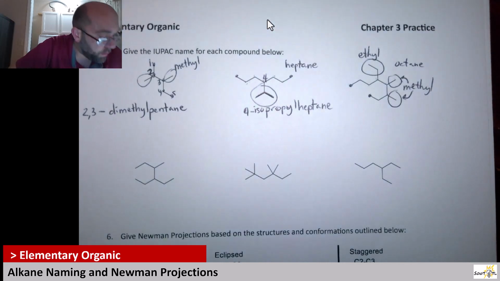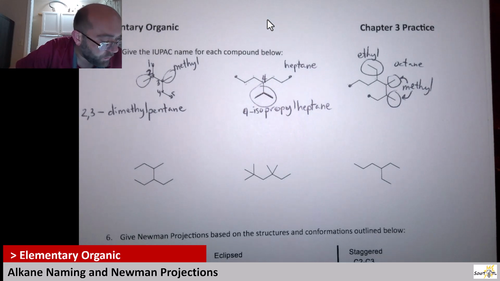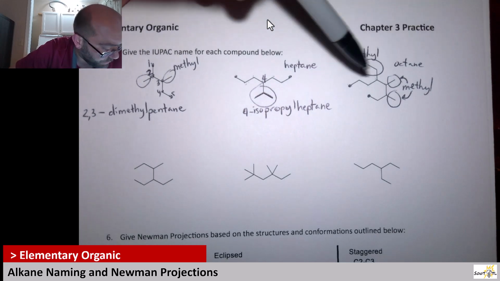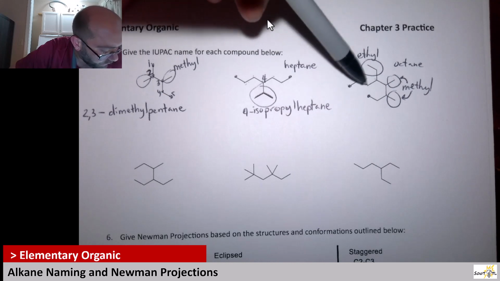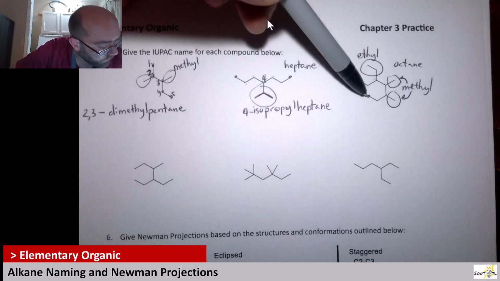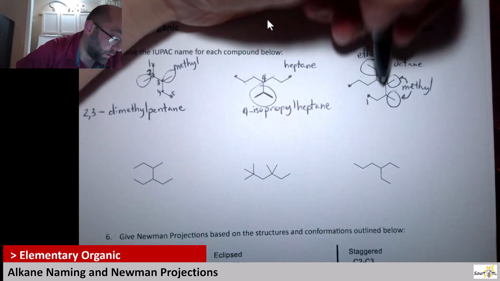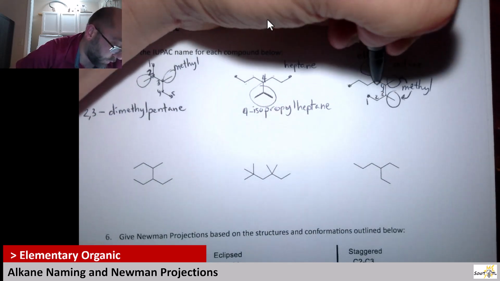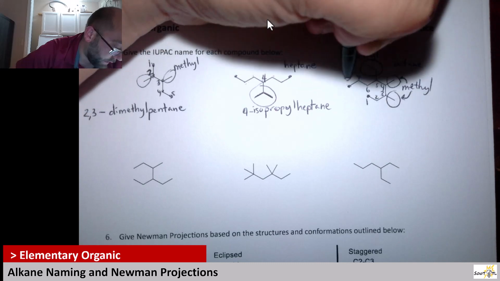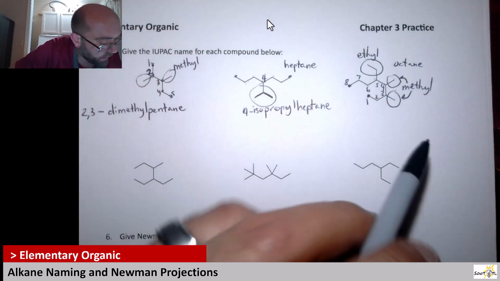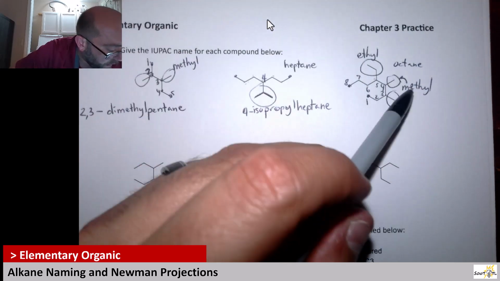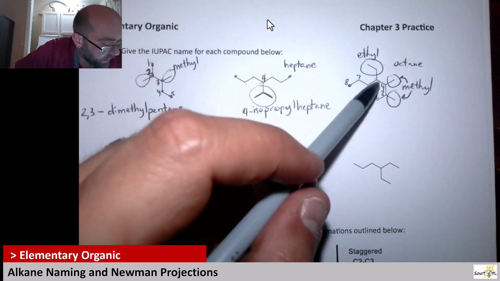So when I go to number, I've got to start with the branch at the smallest location possible. So here it'd be 1, 2, 3, 4, versus here it's 1, 2, 3. So I'd actually have to start numbering here at the bottom. 1, 2, 3, 4, 5, 6, 7, 8. So it looks like I've got a 3, 4 dimethyl situation, and I've got a 5 ethyl.